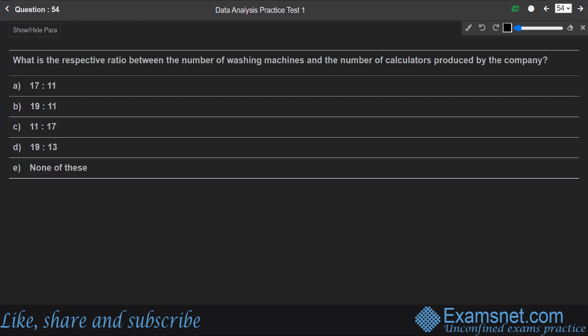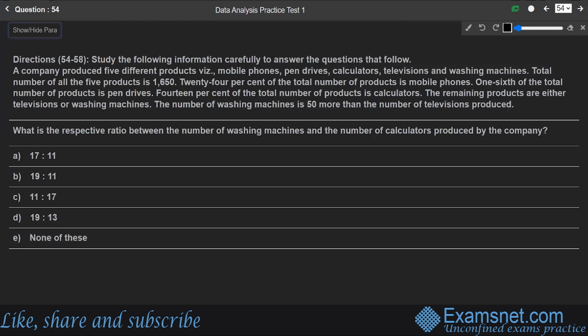Now, in the next question, we need to see the data. So this is the data given to us. A company produced 5 different products: mobile phones, pen drives, calculators, televisions, and washing machines. The total number of all the 5 products is 1650. 24% of the total number of products is mobile phones. 1/6 of the total number of products is pen drives. 14% of the total number of products is calculators. The remaining products are either television or washing machine. The number of washing machines is 50 more than that of televisions produced. So this is the data given.